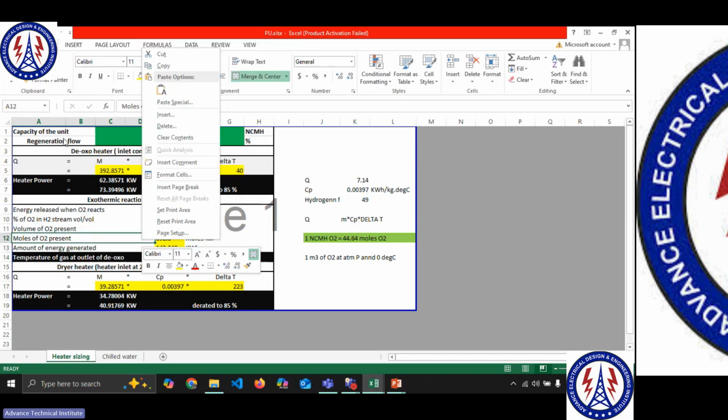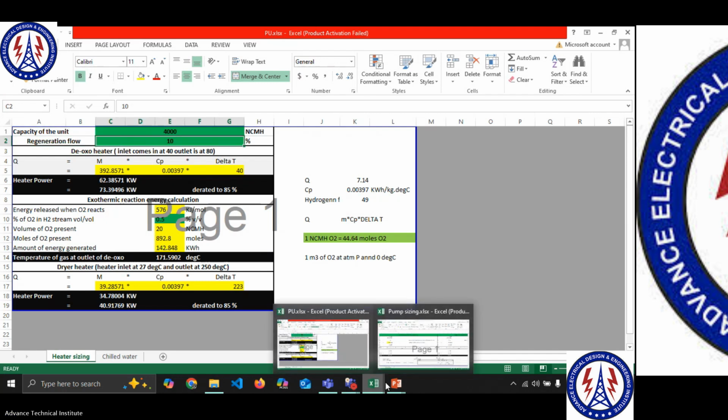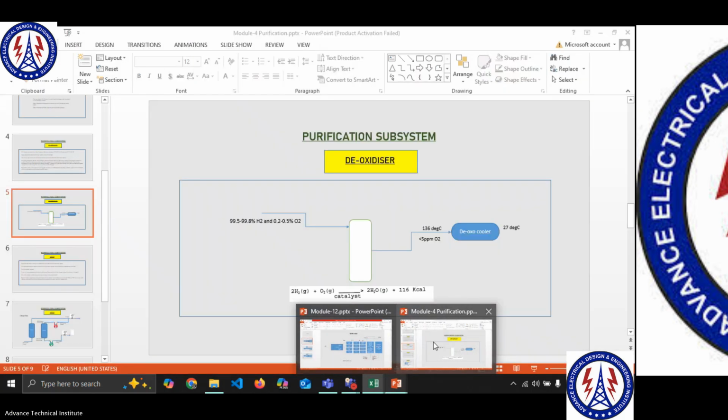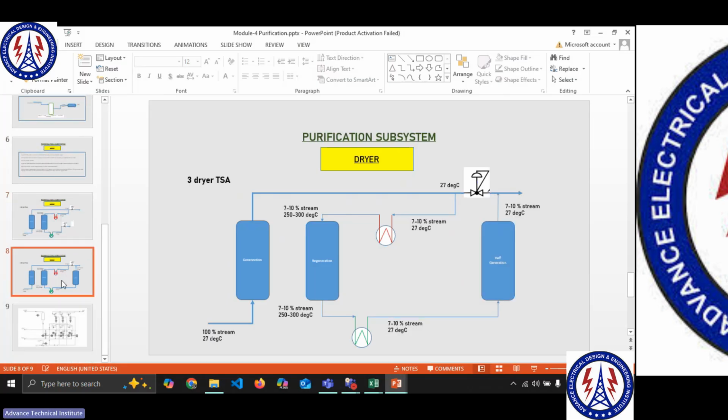And there is a concept of regeneration flow, if you remember, in our dryers. Do you remember that? Two pumps are needed, so that is what the regeneration stream is. Here, what are we doing? We are taking 10% of the stream, heating it from 27 degrees Celsius to 300 degrees Celsius. We need one heater in every dryer, if you remember.